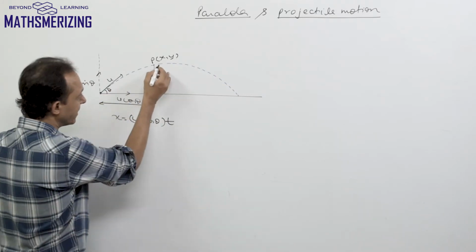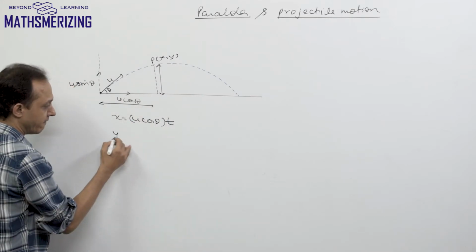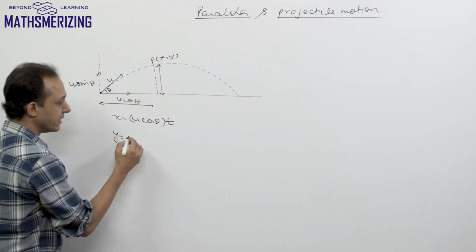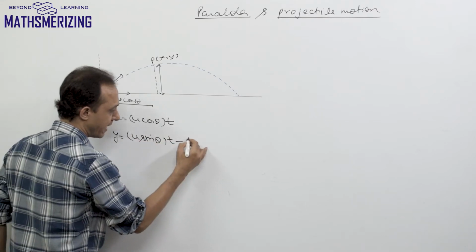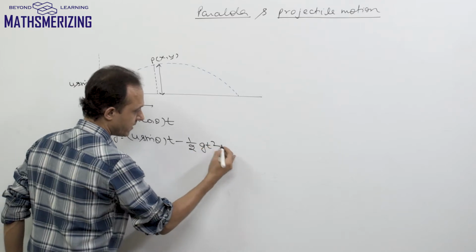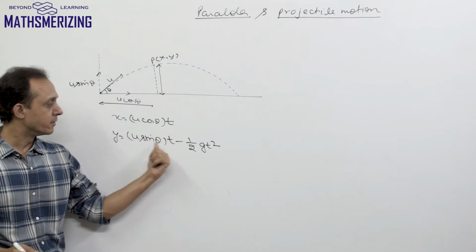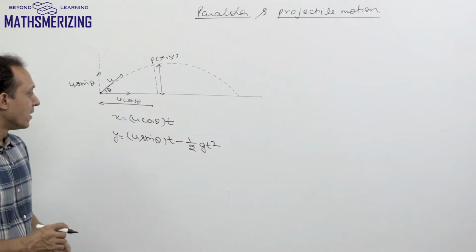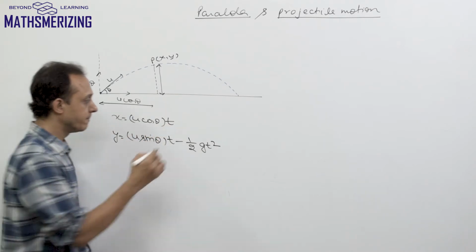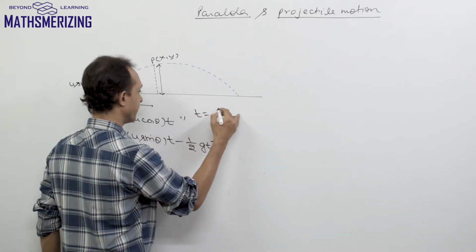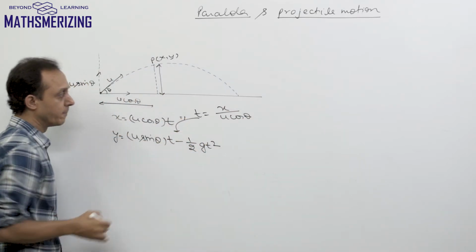And then in the vertical direction, its vertical displacement y will be u sin theta t minus half g t square. That's the second equation of motion, s equals ut plus half a t square. Now we need a relationship between x and y. So I'll take t from the first equation, which is t equals x upon u cos theta, and substitute it in the second equation.